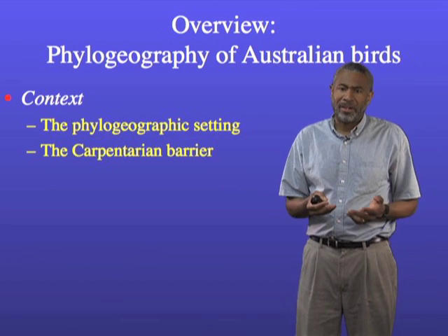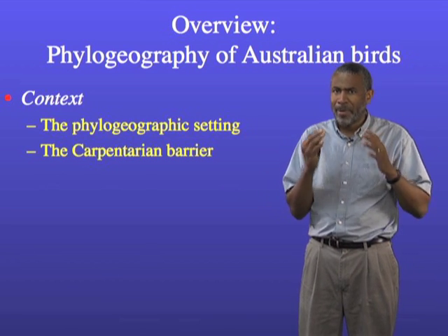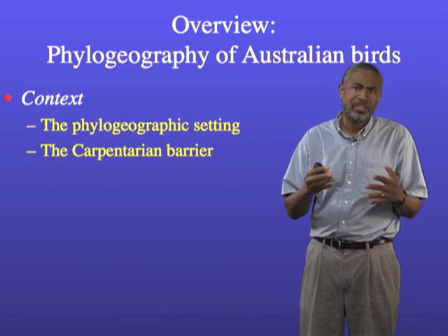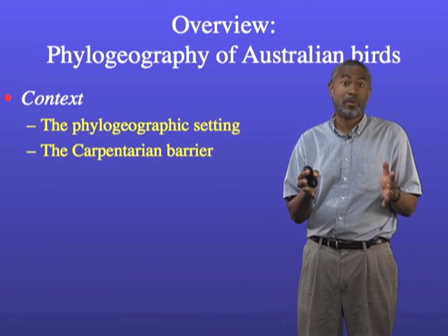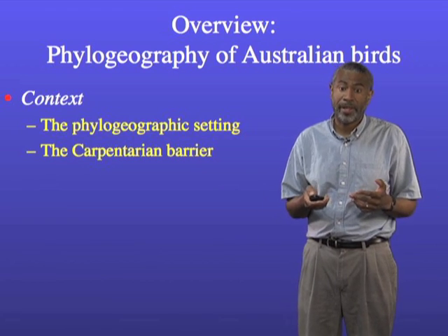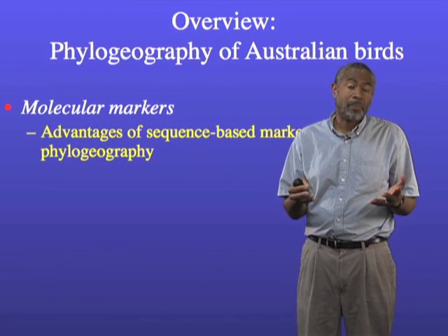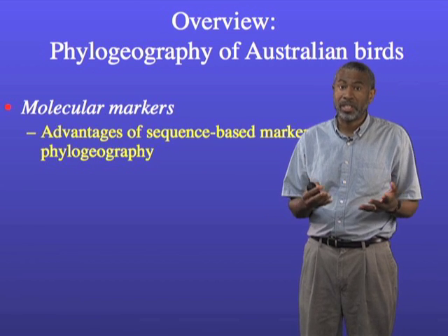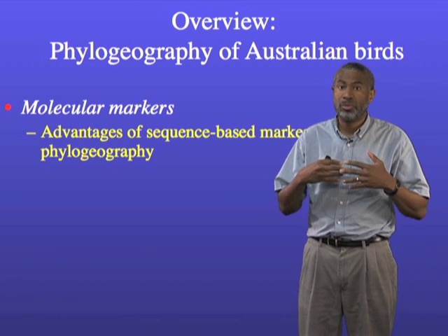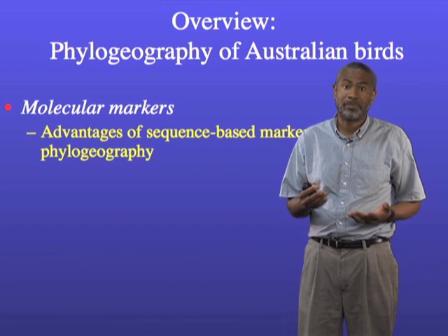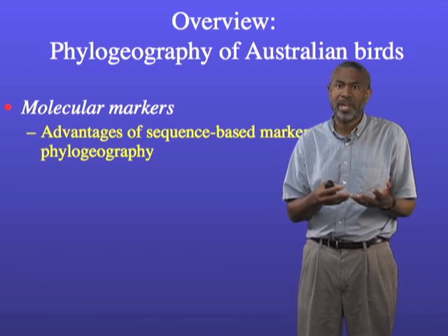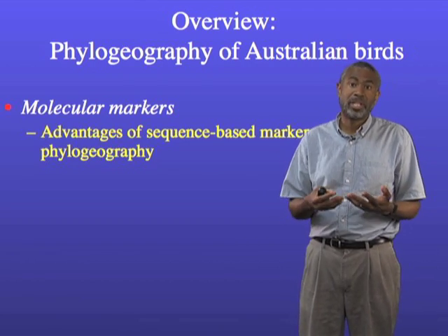So what we're going to first talk about is the context and the particular biogeographic setting of the problems I'm studying. We'll go to the savannas of northern Australia and look at a region called the Carpentarian barrier, which has been very important for producing biodiversity in Australia. We'll then talk a little bit about the kinds of molecular markers I'm using in my study. There are many ways to measure genetic variation, and we have chosen to use so-called sequence-based markers as opposed to markers called microsatellites, and we'll talk about some of the advantages and disadvantages of those two markers for looking at phylogeography.